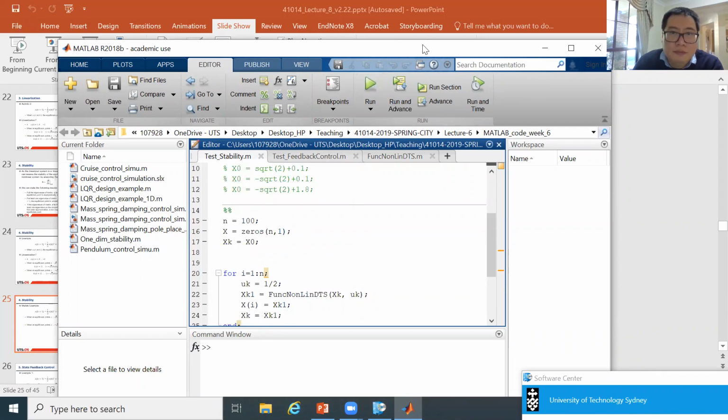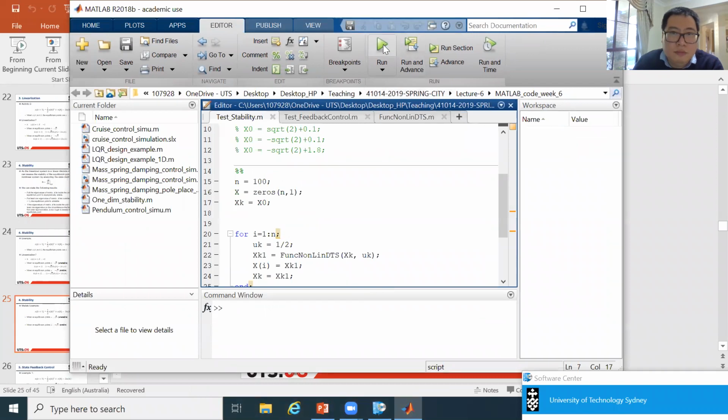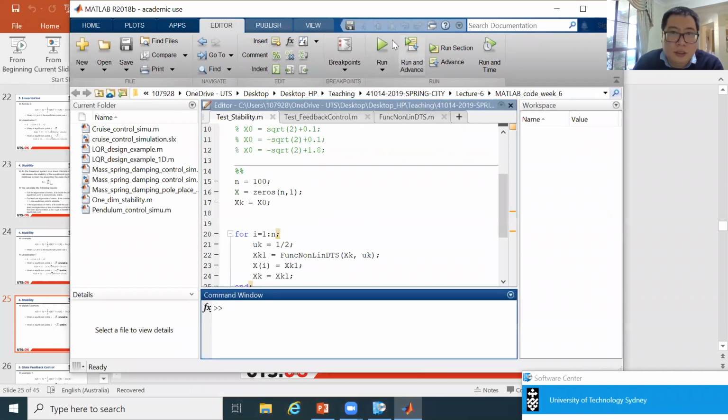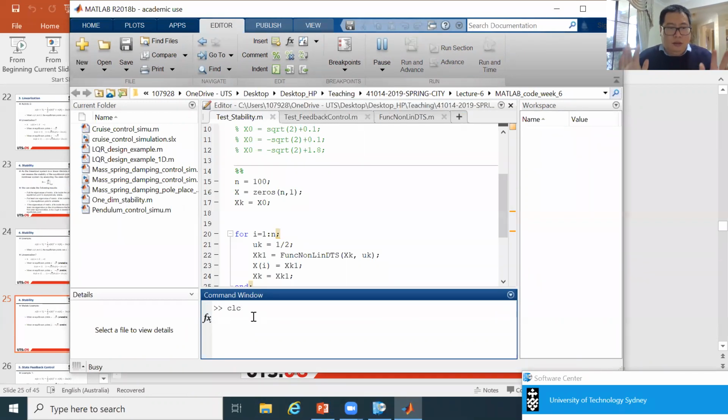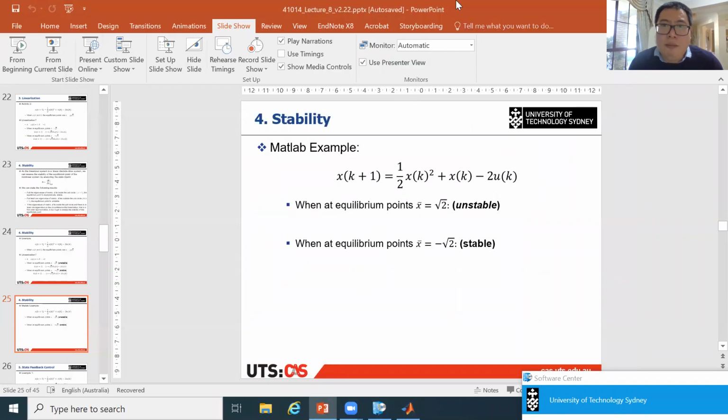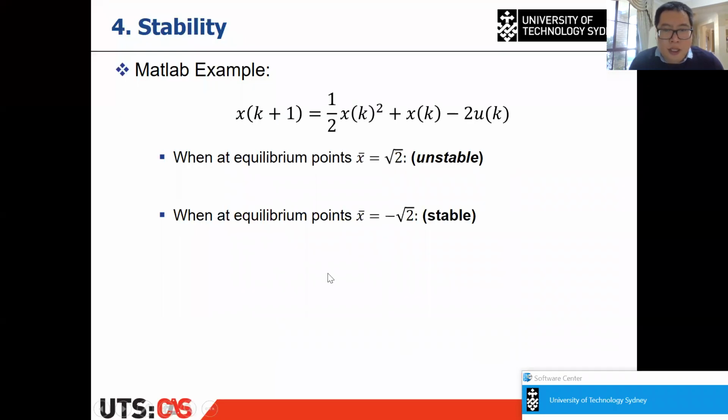What happened? Come on. No, there is something wrong with my Matlab. All right, so I will upload those codes if we can't run that.